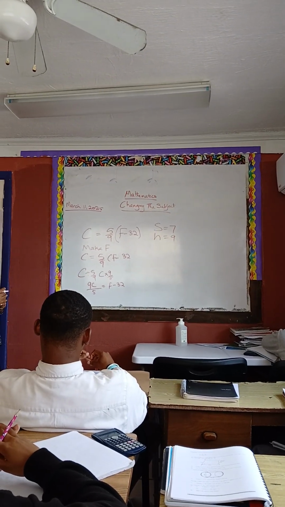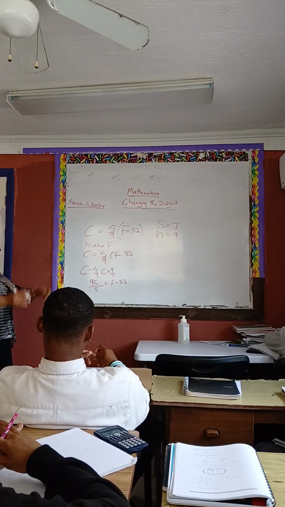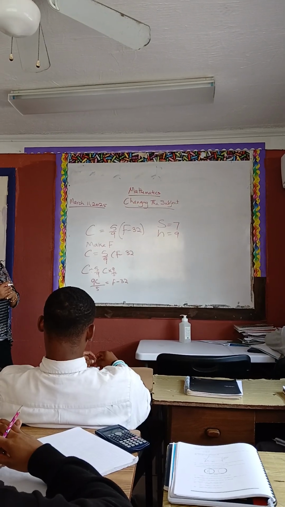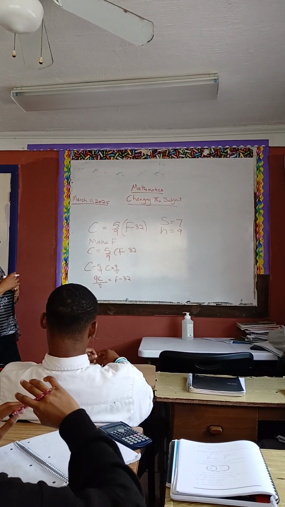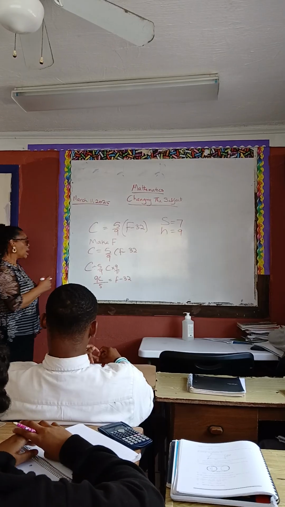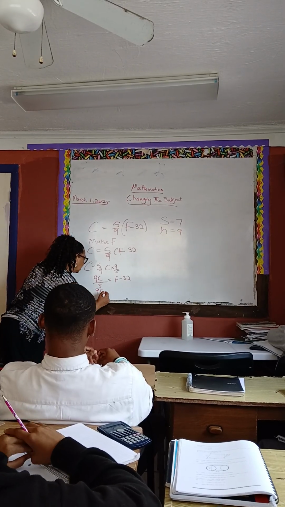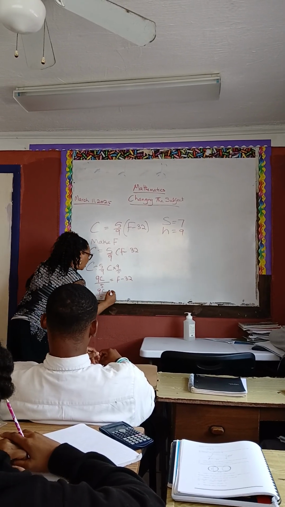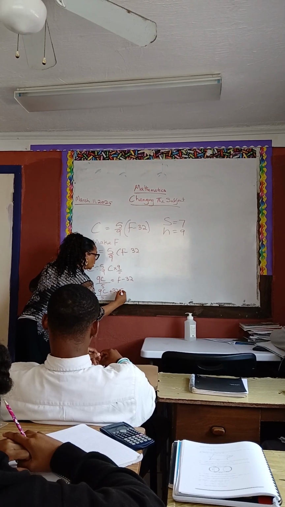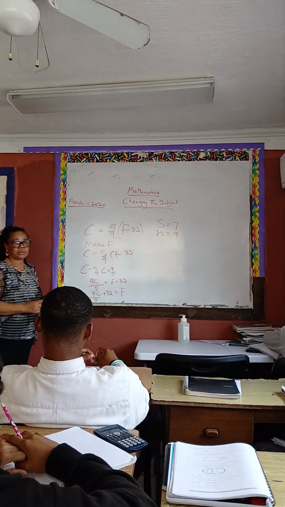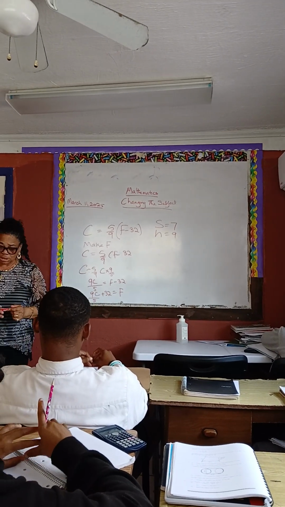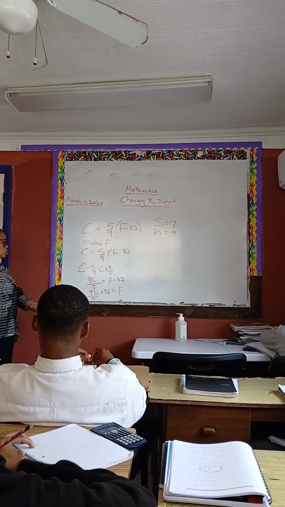What am I going to do next? Bring over the 32. And what is the 32 doing over there? Subtracting. So what am I going to do with it when I come over? Add. So I have 9C over 5 plus 32 equals, and I just change my subject to F.